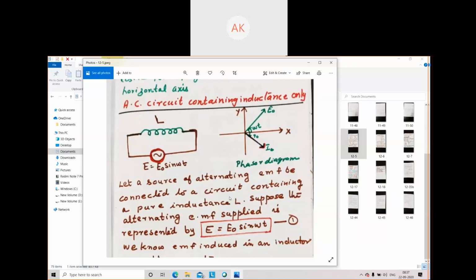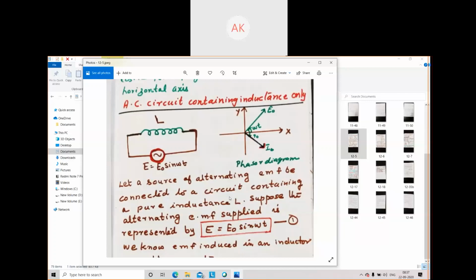What is X suffix L? What is it? E0 by XL. I told I0 equal to E0 by XL. EMF by its, what is it? Not heard? L omega. L omega, correct.